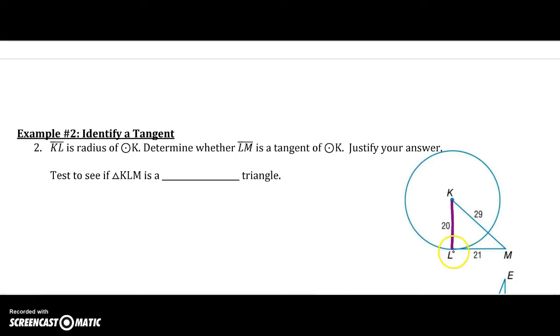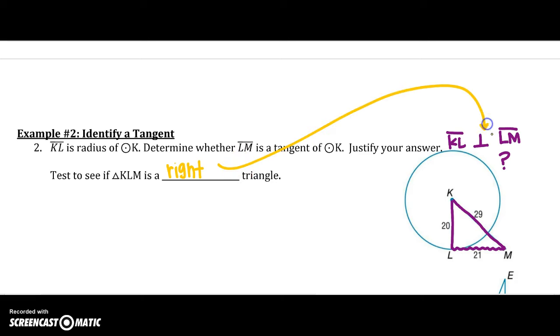Determine whether LM is tangent. To know it is tangent, I need to test to see if KL is perpendicular to LM. That's my question. Well, if you notice what I have in this picture, I actually have a triangle, so I'm going to test to see if triangle KLM is a right triangle, because a right triangle will give me that perpendicular line, that right angle.